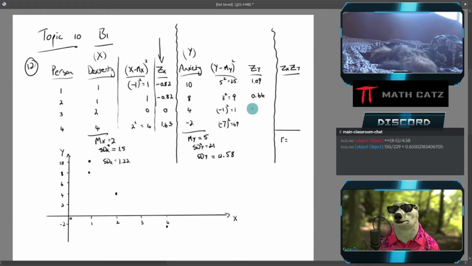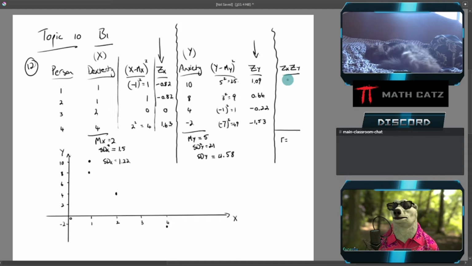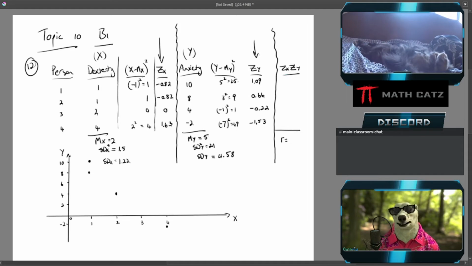And we're back. So let's see if you get negative 0.22 and negative 1.53 for the other two. All right, so now we have our two sets of z-scores. We're going to multiply them pairwise. Let's do the first one.